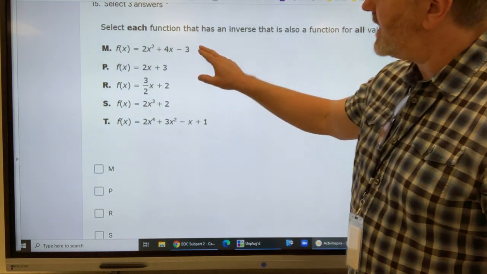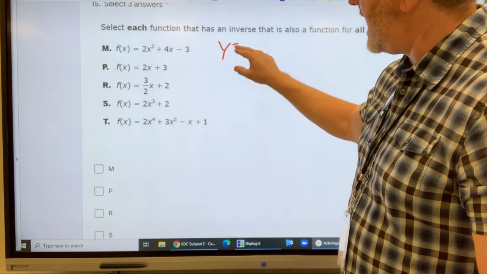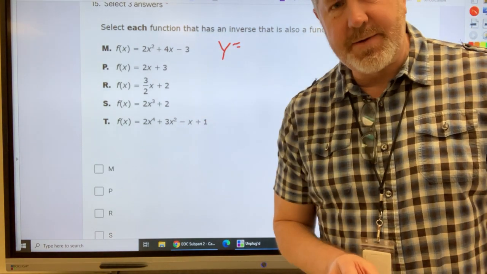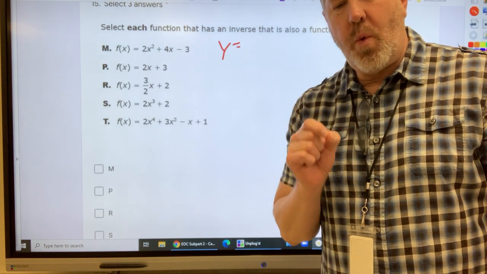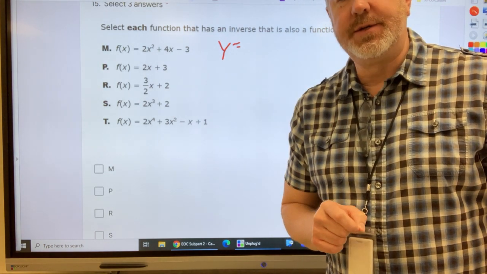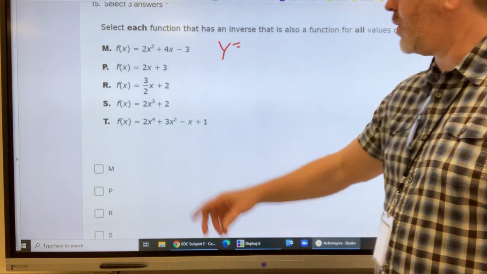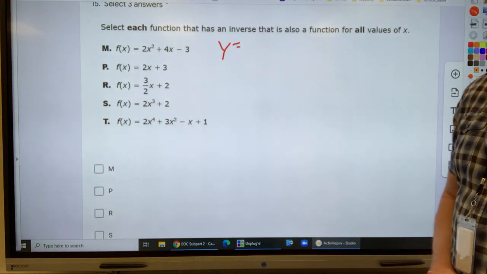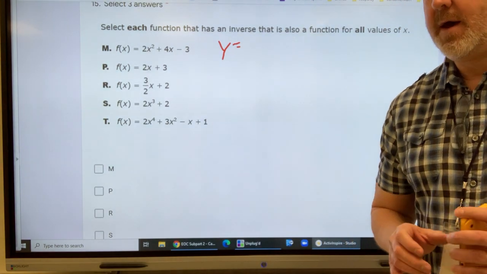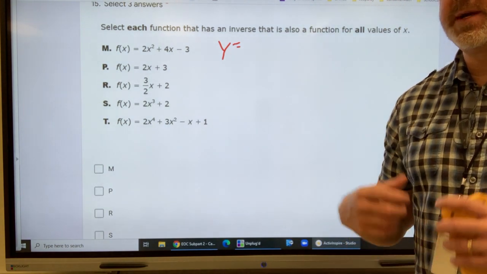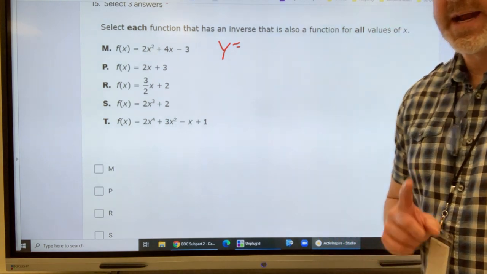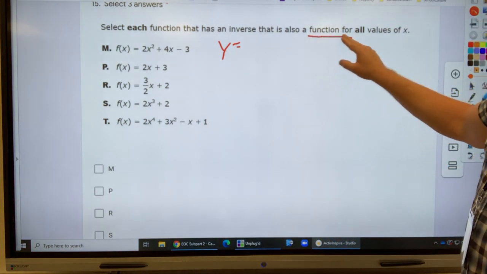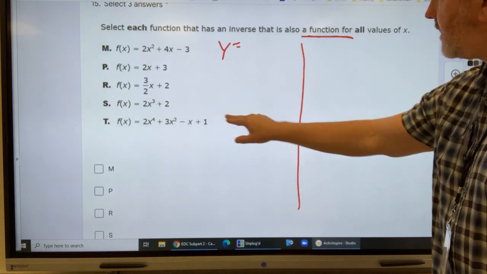But all I did, I typed each one of these into my y equals. I got 5 different graphs. And I'll admit, I had to Google what the inverse does to a graph. All right, so what it's asking is, select each function that has an inverse. Well, we studied inverse a little bit, but we found it rather cumbersome and difficult to get. But what I didn't cover is what inverse does to the graph.